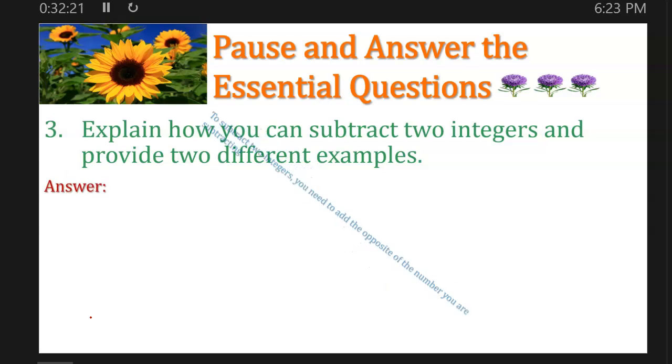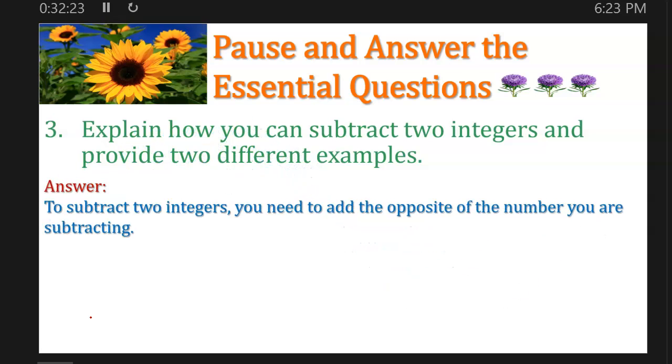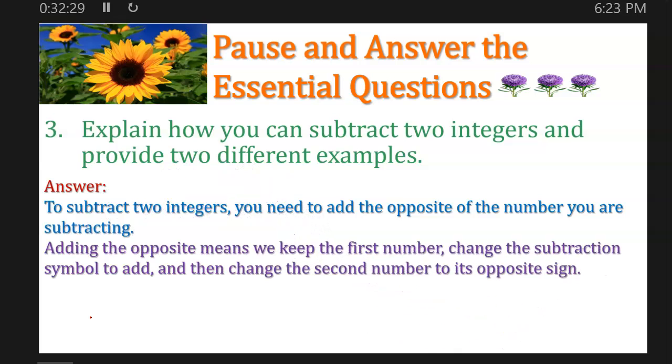All right, so to subtract two integers, you need to add the opposite of the number you are subtracting. So in order to do that, we use the keep, change method, which, adding the opposite, means we keep the first number, change the subtraction symbol to add, and then change the second number to its opposite sign.